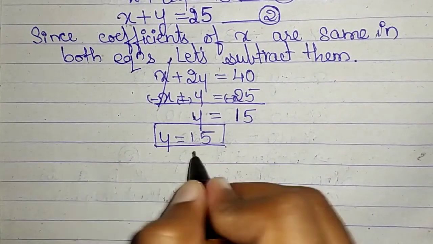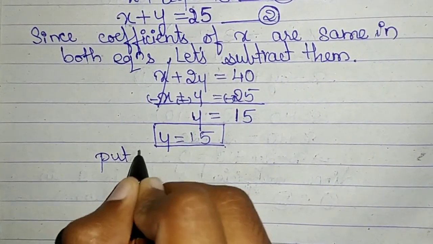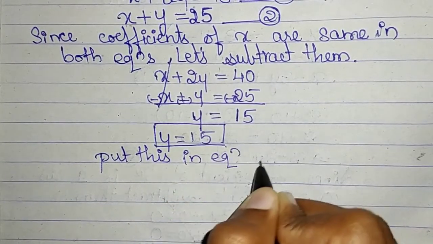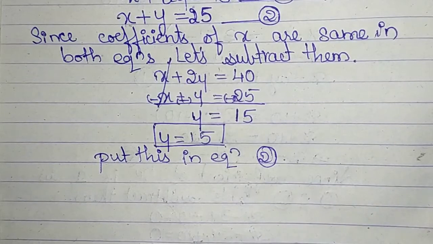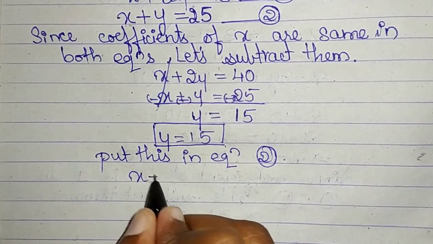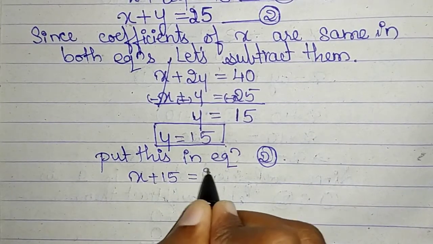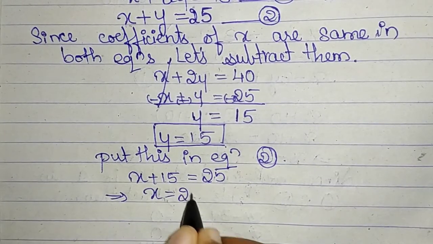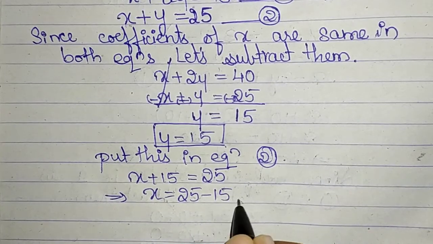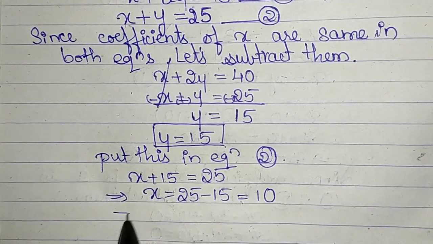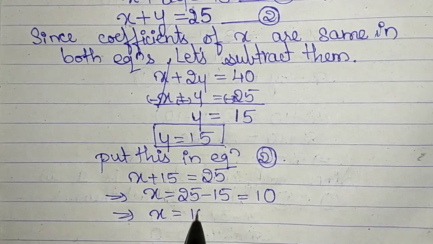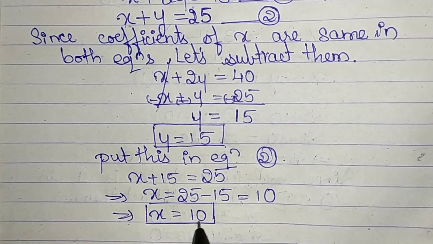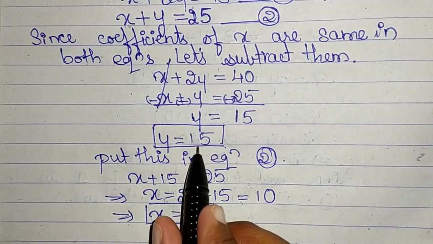Now put this in equation 2. We have to find the number of 50 rupee notes. So x + 15 = 25. This implies x = 25 - 15, which is equal to 10. This implies x = 10. So Meena received 10 50-rupee notes and 15 100-rupee notes.